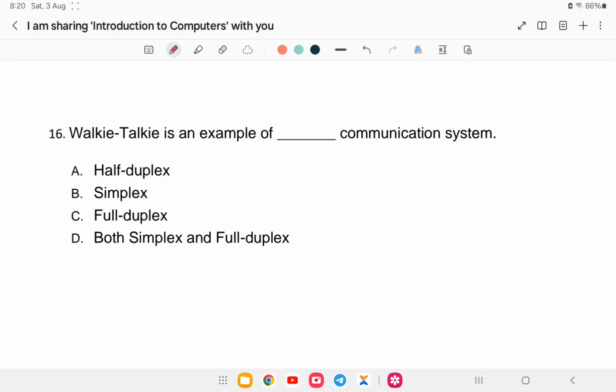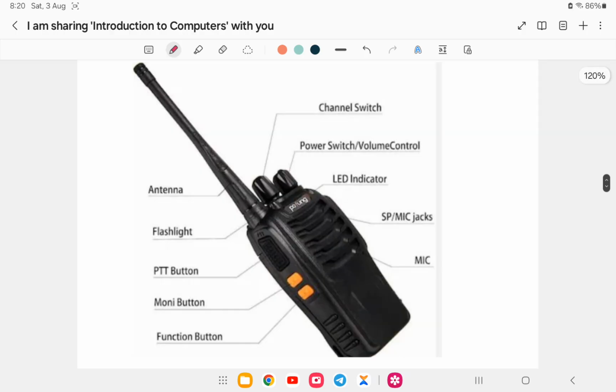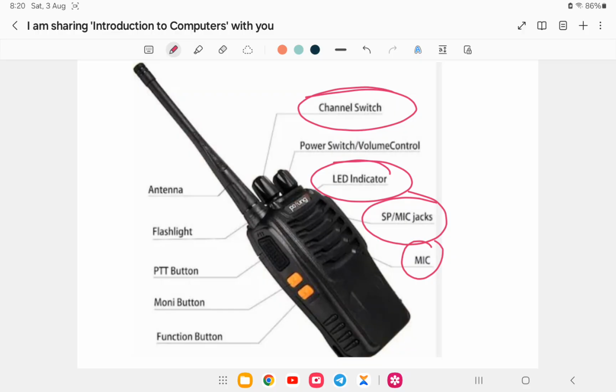Walkie-talkie is an example of which communication system? So is it A, half duplex, B, simplex, C, full duplex, or D, both simplex and full duplex? So walkie-talkie is a type of half duplex, option number A. So let us study what is a walkie-talkie. So this is a walkie-talkie. As you can see, there is a mic, jack, LED indicator, channel switch, and it is a half duplex communication system. So let us go to the next question.